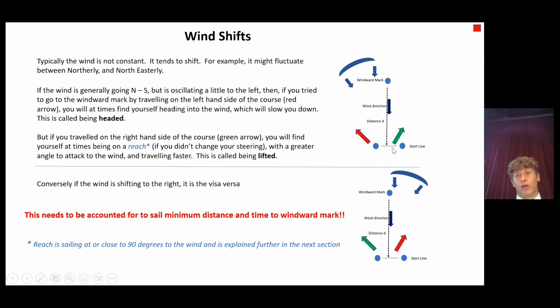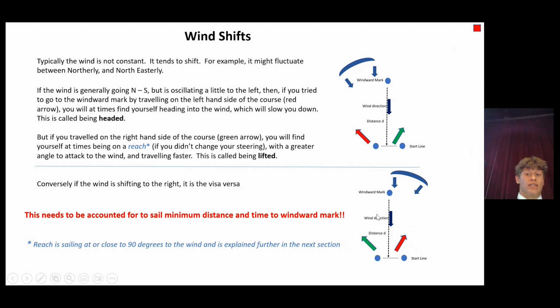Conversely, if you're sailing the green and the wind shifts from northerly to northeasterly, you can see now that this wind is at a 90-degree angle. You have a lot of power in your sail now, and you're going fast. This is called reaching. I'll talk more about this in more detail later in the presentation.